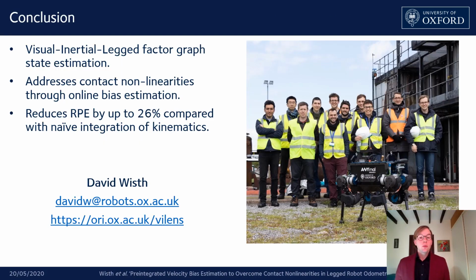In conclusion, we've presented a visual inertial legged factor-graph state estimation system. We address contact nonlinearities, including slippage, terrain deformation, and mechanical deformation by estimating the kinematic bias online. We show that we can reduce the relative pose error by up to 26% compared to the naive integration of kinematics without bias estimation.